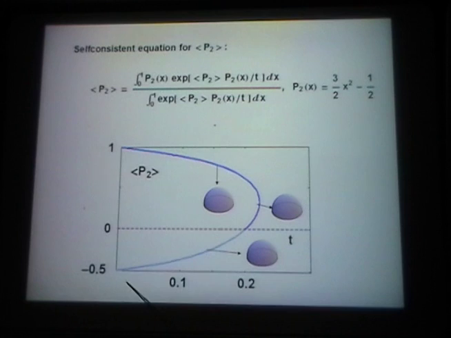But the interesting thing is that you can show that this simple equation, just by playing with Mathematica, also possesses one, two, three other solutions. And these are depicted in here. So the problem is much more interesting.